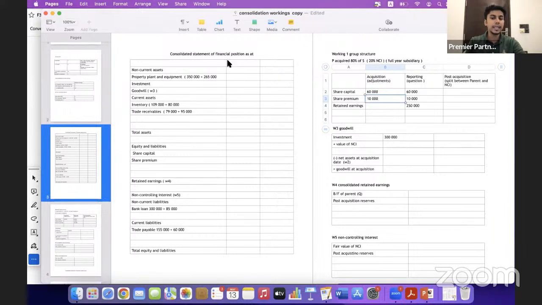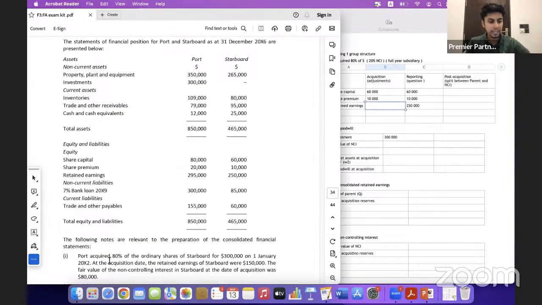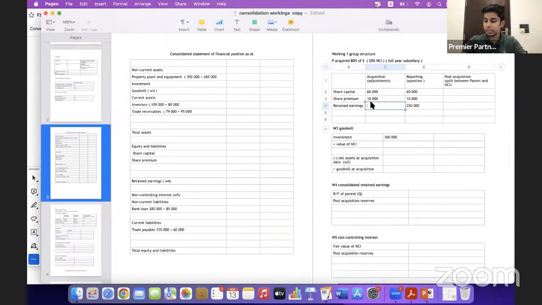Done. The retained earnings at the acquisition date, they will provide it to you in the question, which you have to figure out. Here, guys, look at this. At the acquisition date, the retained earnings of Starboard was 150,000. Take that and mark it over here. At the date of the acquisition, retained earnings is 150. This is how, guys, you should do basic working number 2.